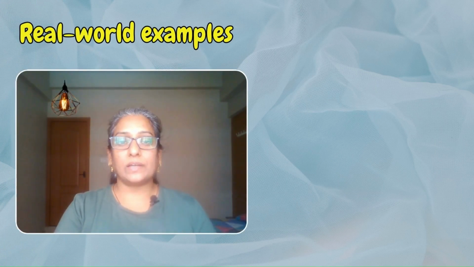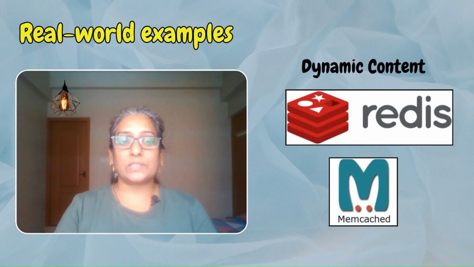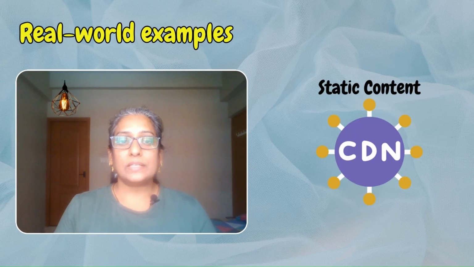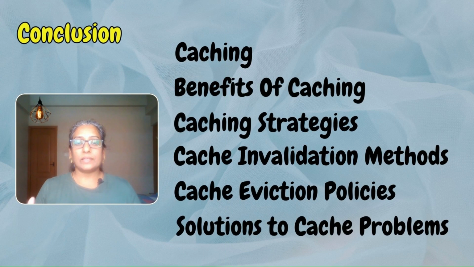In companies like Amazon, Netflix, Google, Meta, and eBay, caching solutions like Redis and Memcached are usually used for caching dynamic data, and CDNs are usually employed for caching static content. In summary, caching is vital for optimizing system performance in high traffic environments. I hope today's discussion will help you implement the right caching solution.